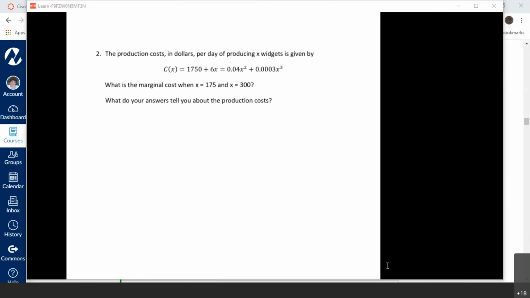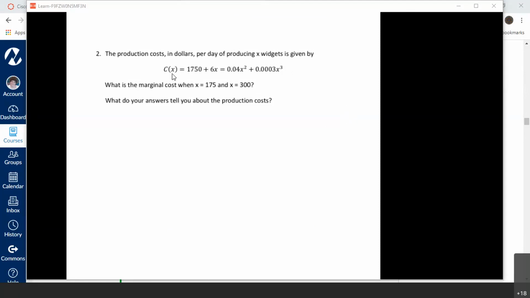Okay, let's take a look then at an applied problem. The production costs in dollars per day of producing x widgets. And again, what's a widget? It's whatever you want it to be. It's a manufactured product. It shows up in lots of economics and accounting texts rather than saying I'm producing silicon chips, or cell phones, or backpacks, or whatever it is. So just think of it as a manufactured thing.